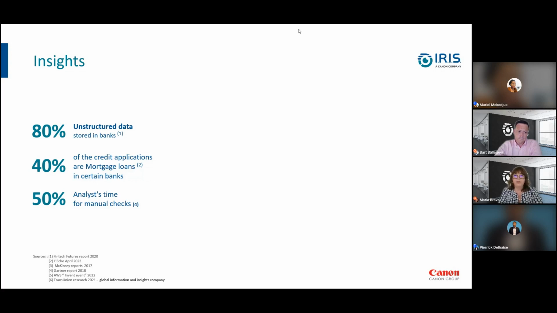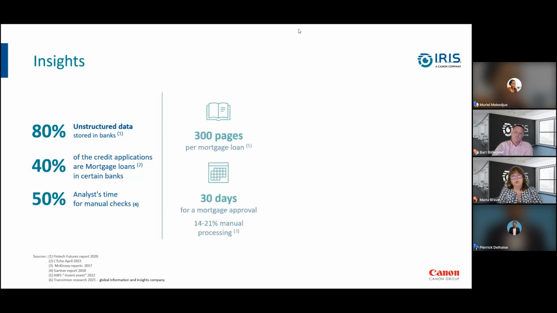Wow. Really, I prefer that the loan expert is focused on the business and not on repetitive tasks because it's not a good motivation for him. Then you have 300 pages per mortgage loan. Wow, that's an impressive amount. So 300 pages. If you have to find information in 300 pages, it takes time. 30 days for a mortgage approval, and more or less 20% still manual processing.